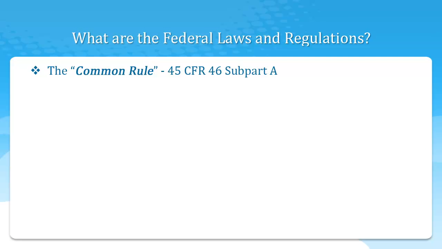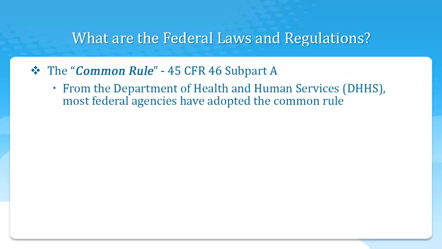Based on the Belmont Report, the federal regulations were written to ensure a consistent level of protection for all those who choose to participate in research studies. The so-called Common Rule is a set of regulations from the Department of Health and Human Services, or DHHS. Most federal agencies have decided to adopt the Common Rule for any research which may fall under their jurisdiction. The Common Rule can be found in the Code of Federal Regulations at 45 CFR 46.